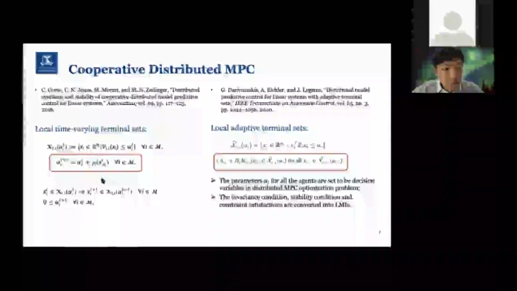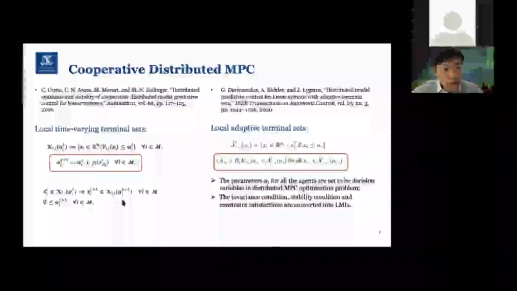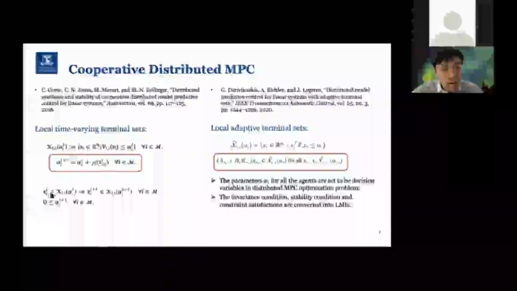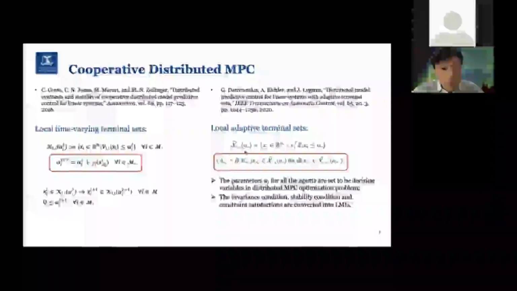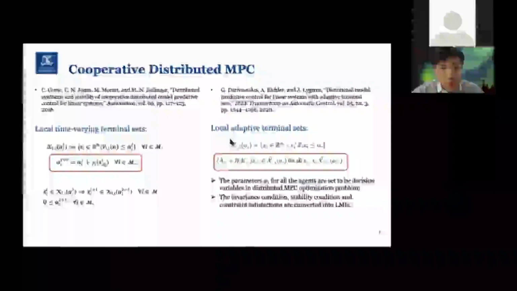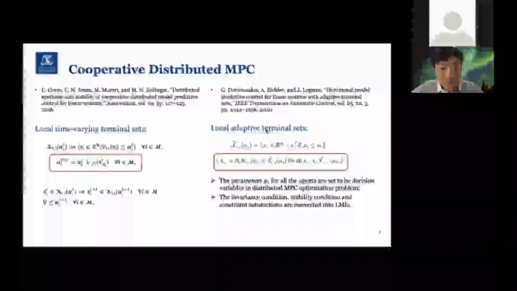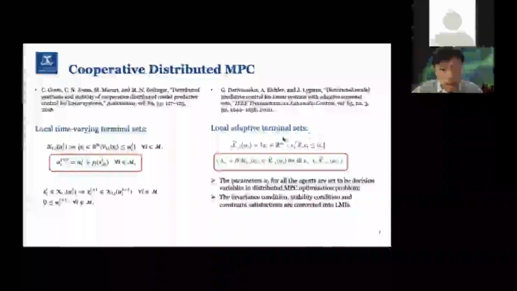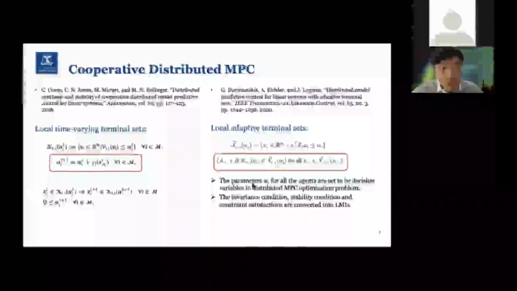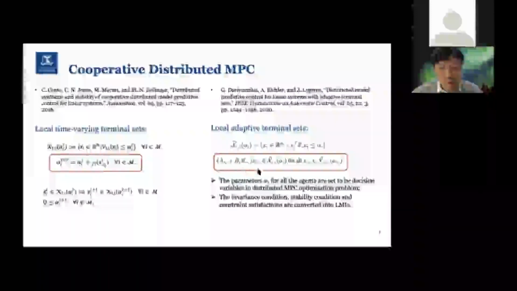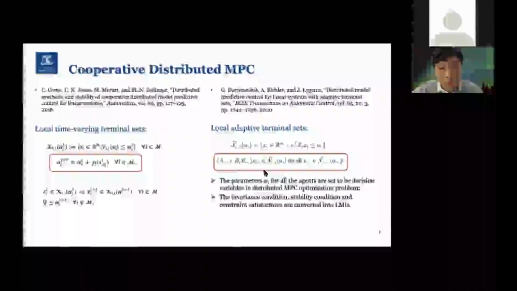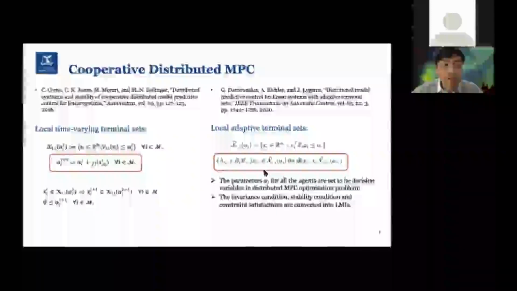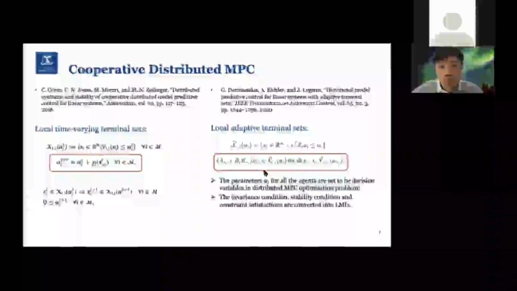And with this update, an invariance for the state in the closed loop is guaranteed, so the stability can be guaranteed. And for the second paper, the author defined a local adaptive terminal set. In this set, the condition of this invariance is also used, and the parameters alpha_i for all the agents are set to be decision variables in the distributed MPC optimization problem.